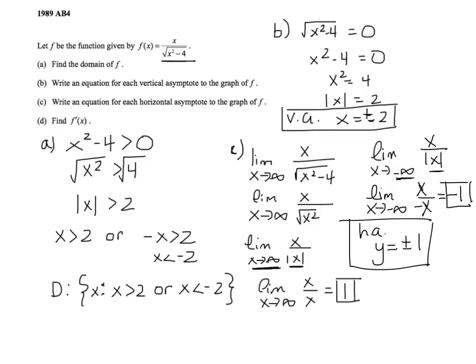So we have our VAs, we have a horizontal asymptote, we know what the domain is. Okay, so now we can look at part D. And part D says find the derivative. So I'm going to go on to a new slide to do part D.